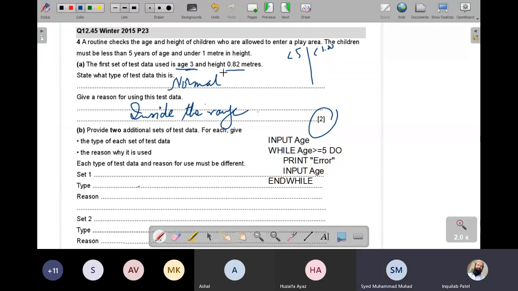Age 3 and height 0.82. Now here, set 1. We will write age. Age, meaning we will write 6. Age 6 and height 1.5. 1.5 meter. 1.5. 1.50. Right?